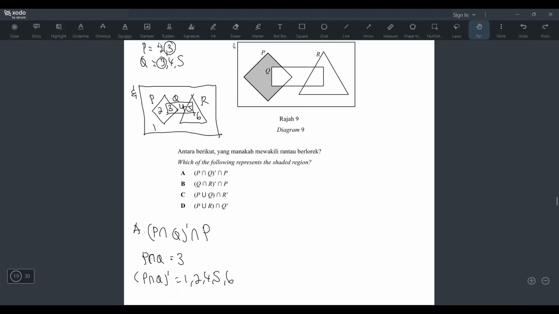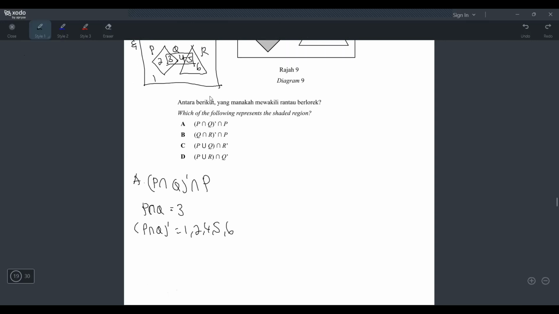Intersect P. So P is what? 2, 3, right? So now what I do is I take my 1, 2, 4, 5, 6. I intersect with 2, 3. Because intersect P. P intersect Q complement is this. And then my P is this. 2, 3. So the intersection of these two will be 2, and that's all. 2, right? So the answer for A is 2.